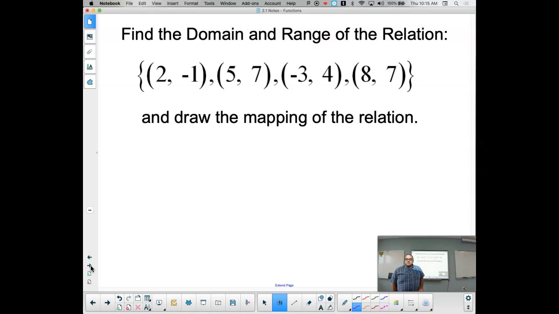So I want you to do three things in this problem. The first thing is I want you to tell me what the domain is. The second thing is I want you to tell me what the range is. The third thing is I want us to draw a mapping of this situation. Okay? All right? So let's knock these out.